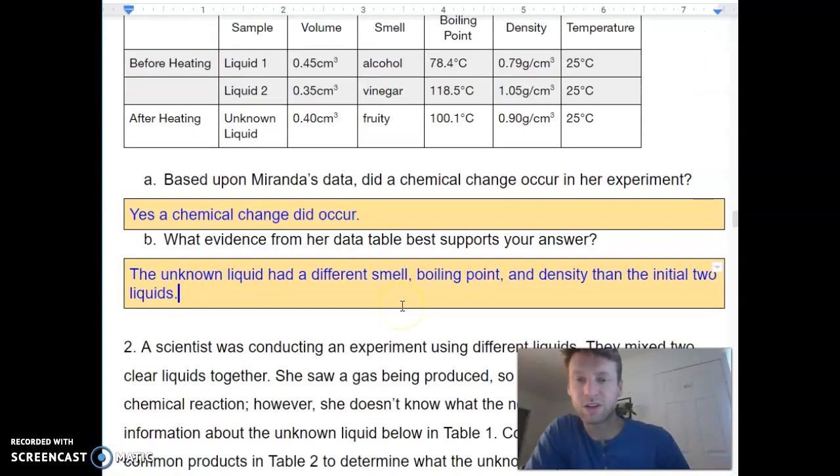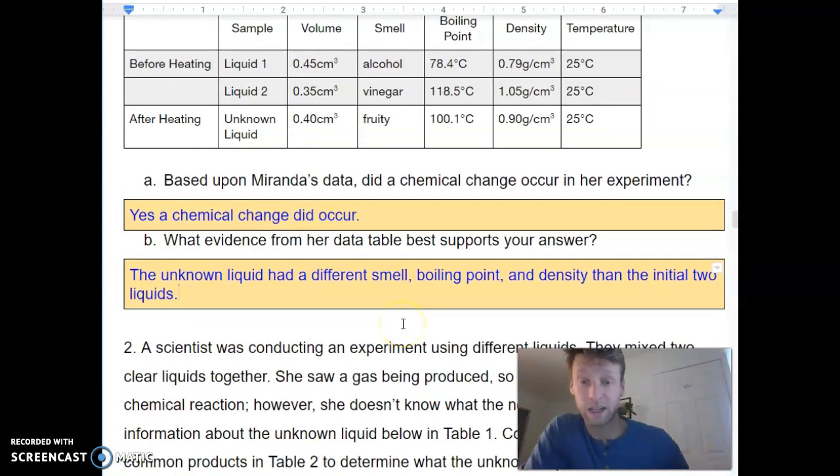So thinking back to yesterday, that means that the product, this new liquid, has different properties than the reactants. That should tell us it's a new compound that was created. Bonds were broken and new bonds were formed to make a new compound.